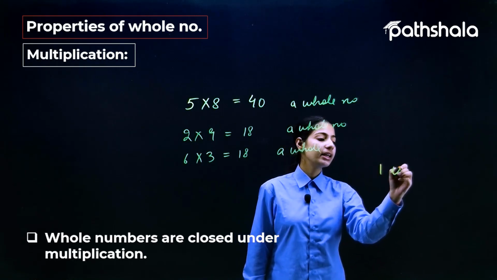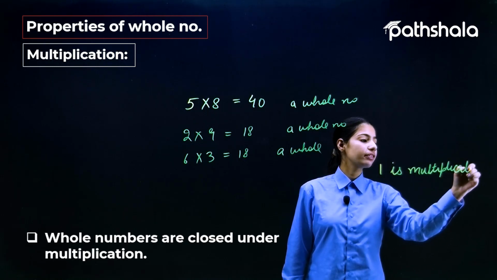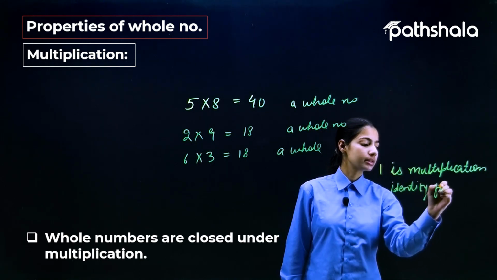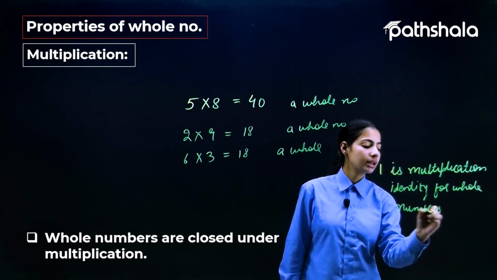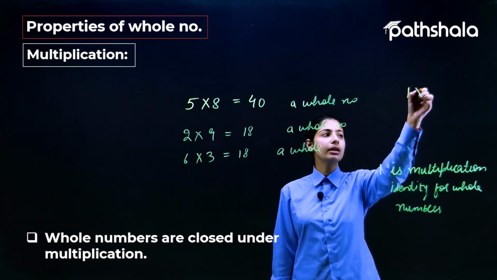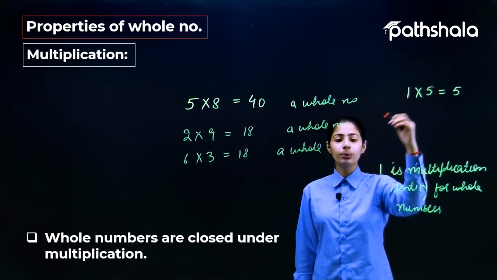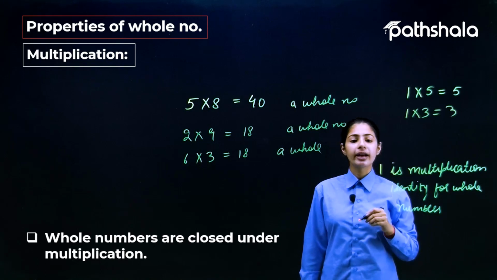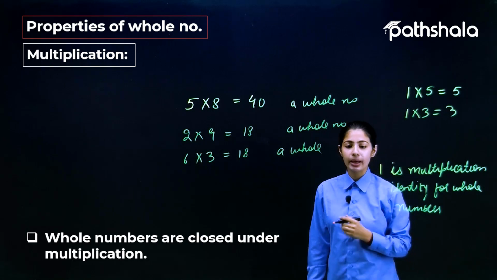Now 1 is the multiplicative identity for whole numbers. That means if we multiply a number by 1, we get that particular number. For example, 1 into 5 is equal to 5. By multiplying 1 with 5, we get 5. 1 into 3 is equal to 3. That means whatever number we multiply by 1, we get that particular number.